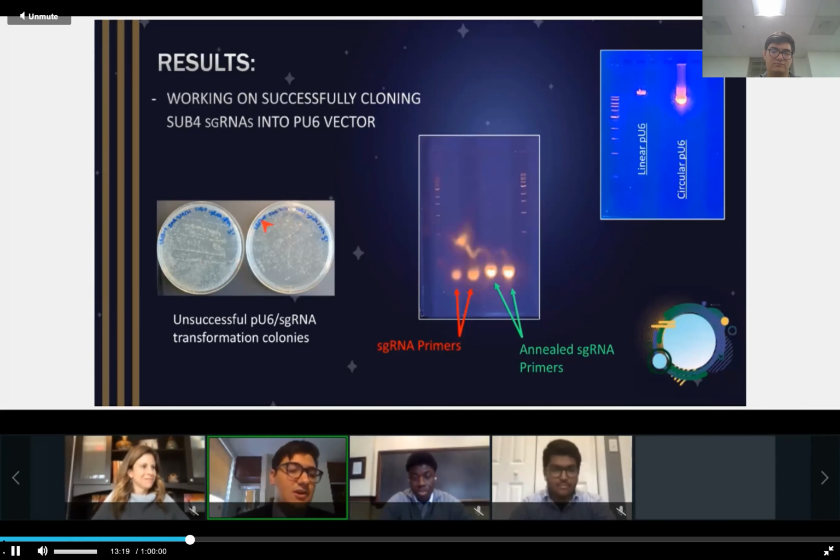And here are some of the transformation colonies. We later did digests and found out that the PU6 did not successfully uptake the sgRNAs, and so that's something that we're still working on. And I plan on coming back. I'm graduating this spring, but I plan on coming back in the summer because I want to finish this research. I think it's really interesting.